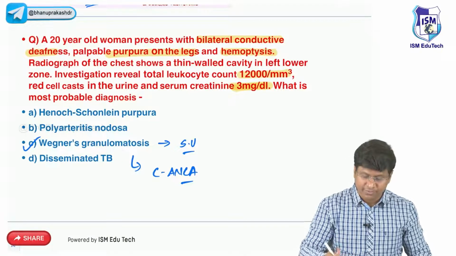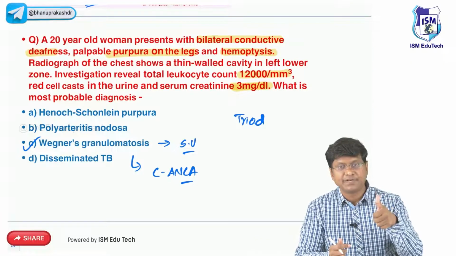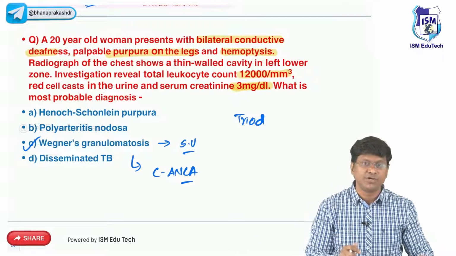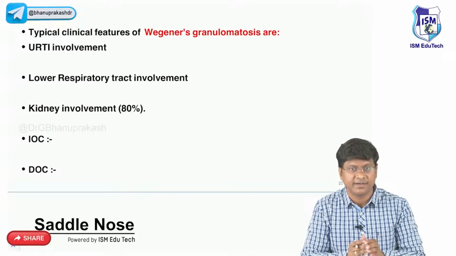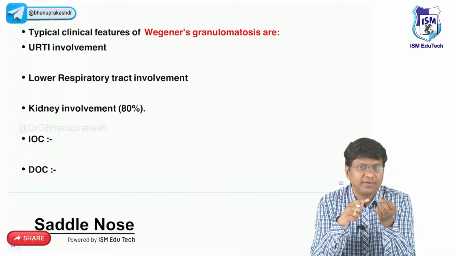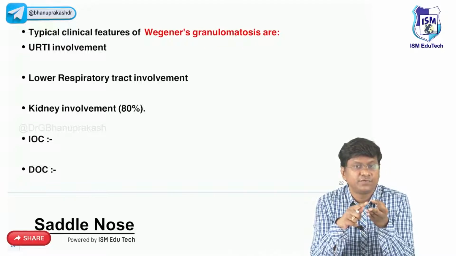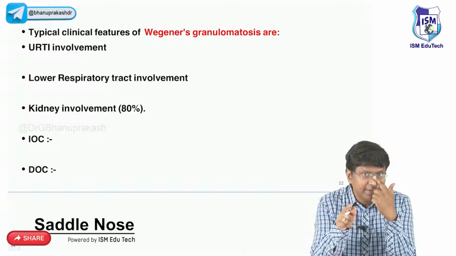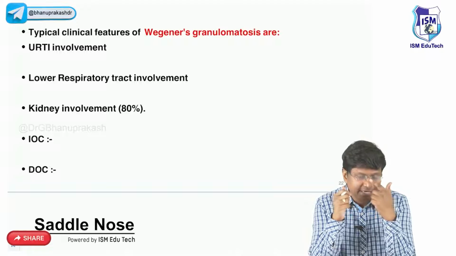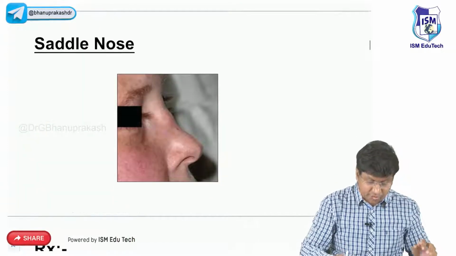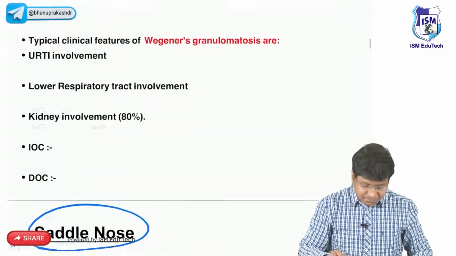Now, in case of Wegener's granulomatosis, you need to remember a triad of involvement. What is the triad which is involved in Wegener's? Upper respiratory tract, lower respiratory tract, and the kidney. Now take the upper respiratory tract involvement. It will be in the form of involvement of the nose, ear, throat, and mouth. Now what will be the nasal involvement? Nasal involvement will be septal perforation, right? And thereby there can be collapse of the nose, and that will give you the characteristic saddle shaped nose. Right?